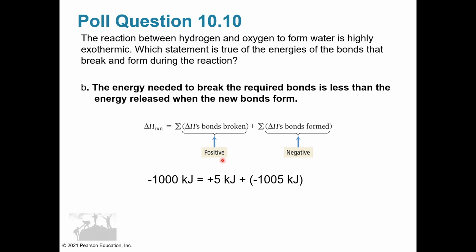So we could see that the value for the bonds being broken is smaller than that of bonds being formed, so letter B makes sense. You could add another set of numbers. Still sticking with negative 1,000 kilojoules, we could do this. Same thing, we come up with negative 1,000 kilojoules. The energy needed to break the bonds on the reactant side is less than the energy released when new bonds are being formed on the product side.